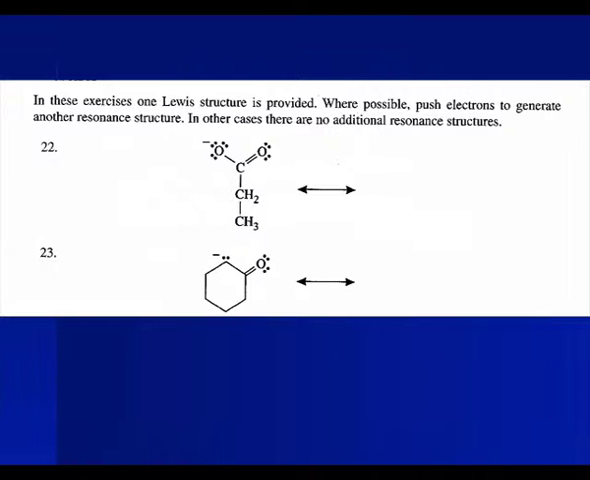Which one would be the major contributor? This one or the one that's on the board? Why? Everything has an octet there as well. Pardon? The negative charge is on the oxygen, and that's better than being on the carbon because? That's right. So this is the major contributor to the overall resonance hybrid.